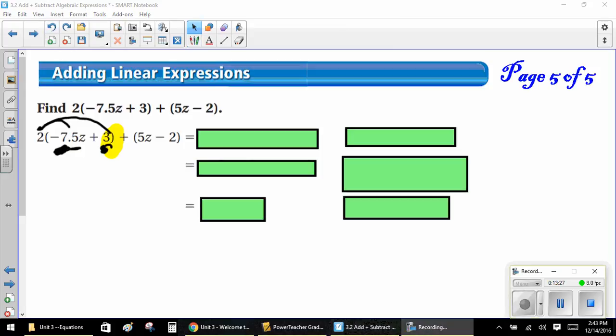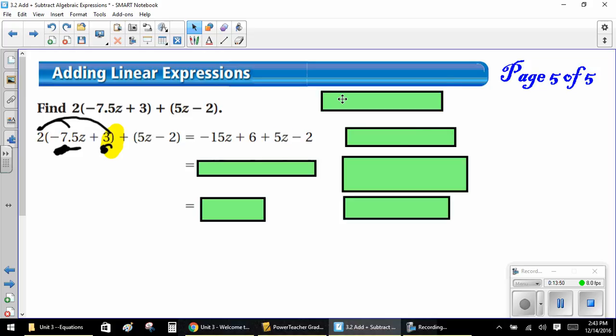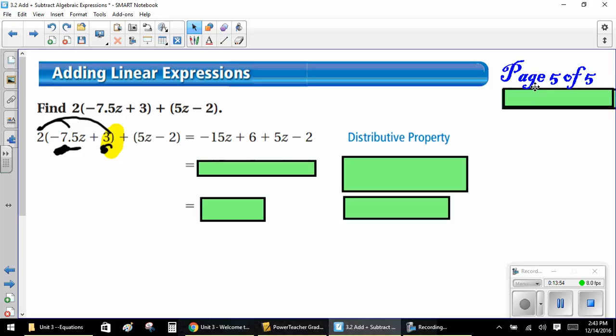So the way this is going to go is negative 15z, because I took 2 and I times it to negative 7.5z. Then I'm going to bring my plus sign over, and then 2 times 3 gives me 6. Okay, and then at the plus sign, I bring that over, and I copy 5z minus 2. Okay, and this step is the distributive property step. So anything that you see coming up in this light blue is just explaining what the steps are.